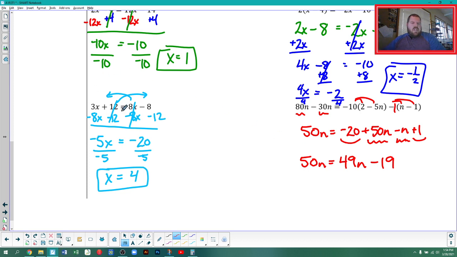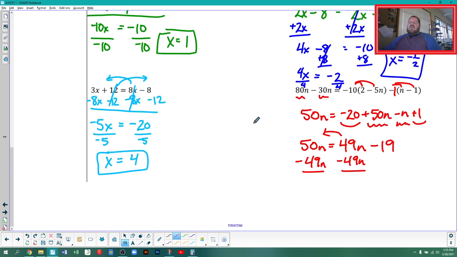So this kind of looks like the previous problem, but I don't have a number over here to move. I just have the n's to move. So I'll subtract 49n on both sides. It's kind of a weird two-step equation that we didn't talk about when we had two-step equations because it's got variables on both sides. That's kind of specific to today. So those cancel. 50 minus 49, that's okay. And over there I just have negative 19. What do I do next? Nothing, I'm done. Right? I have n equals a number. That's what I wanted.